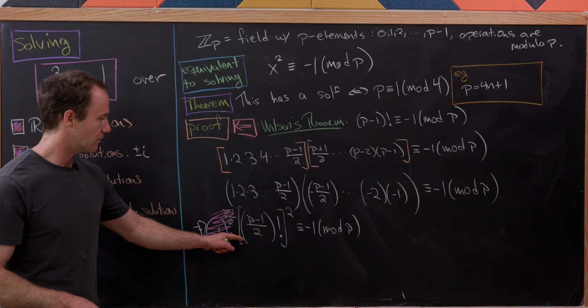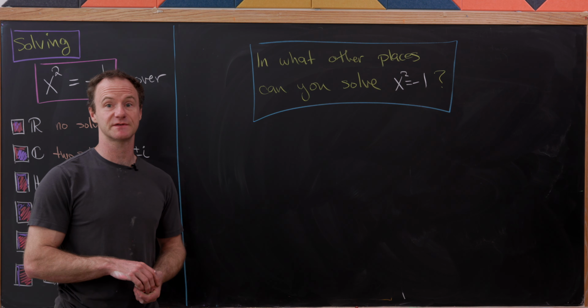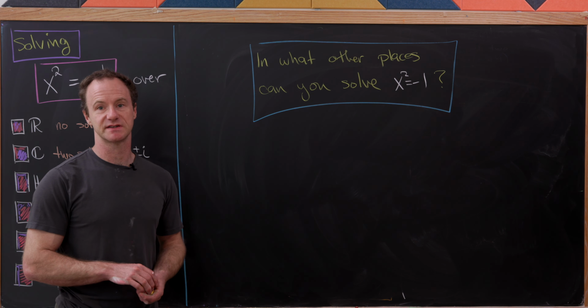Okay, so that wraps up all of the cases I wanted to look at. So do you have any other interesting ideas of places where you could solve x squared equals negative 1 and find other types of solutions? And that's a good place to stop.